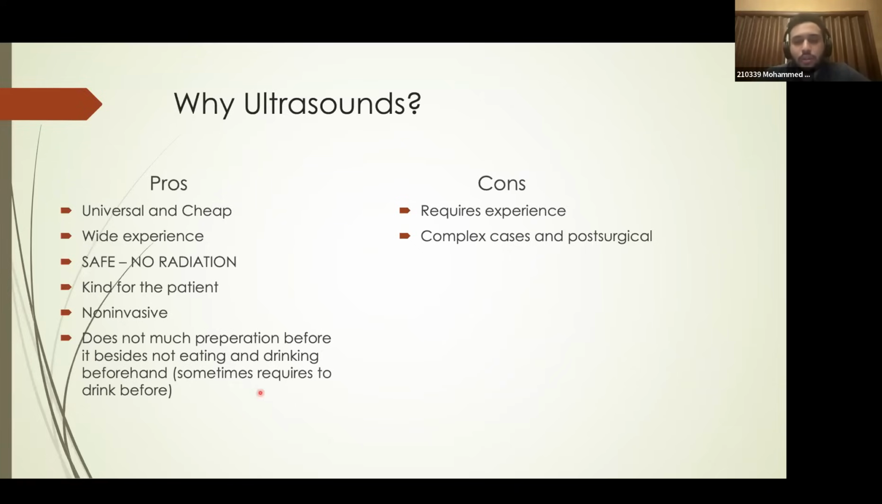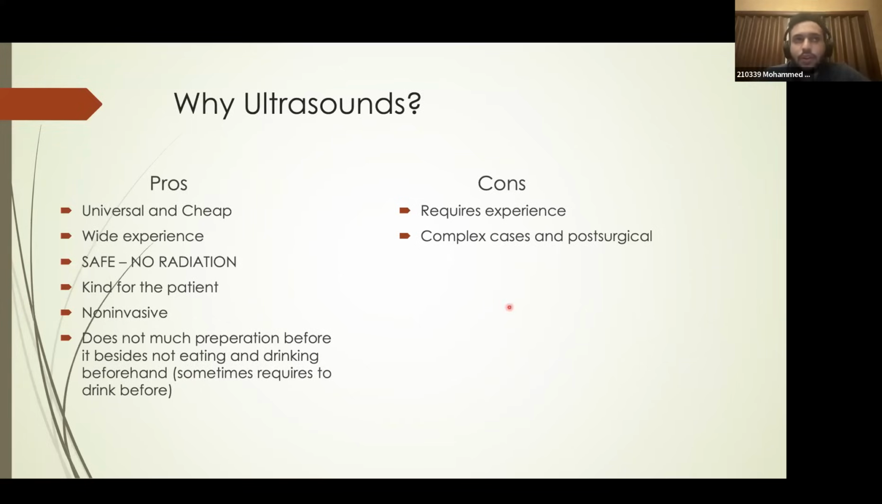Mostly, it's just don't drink water, don't eat anything, for example, for the gallbladder to visualize it. Or for example, if you want to do a pelvic ultrasound or a transabdominal ultrasound, you have to tell the patient to drink a lot of water so the bladder can be full, so you're able to visualize it.